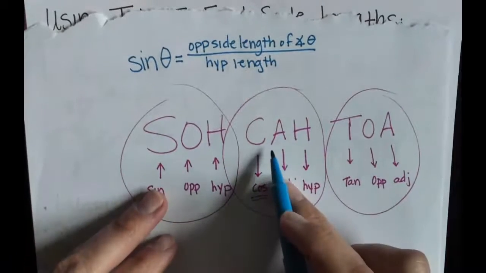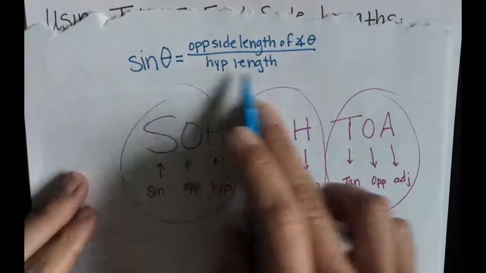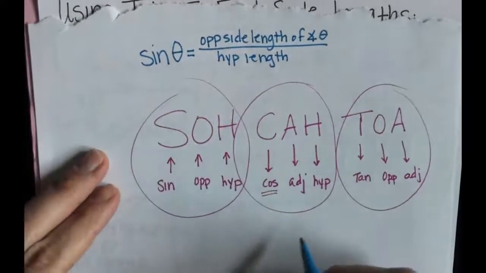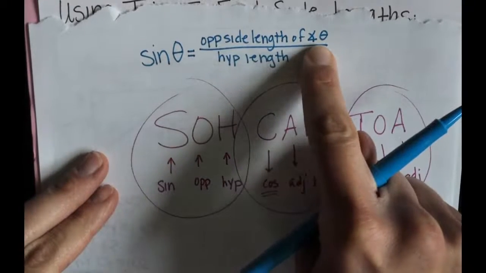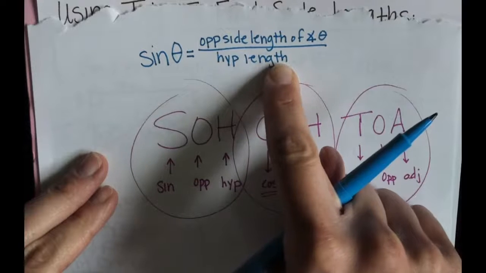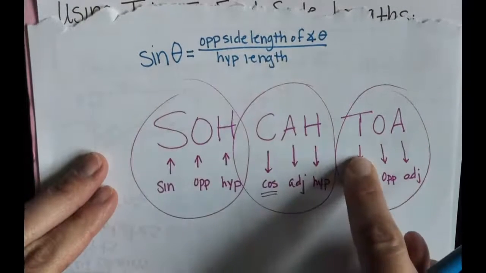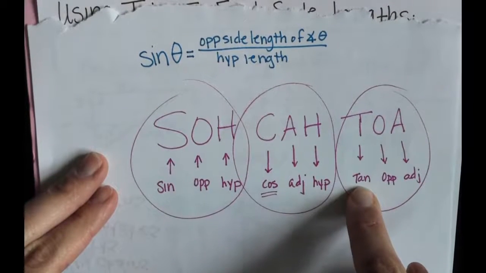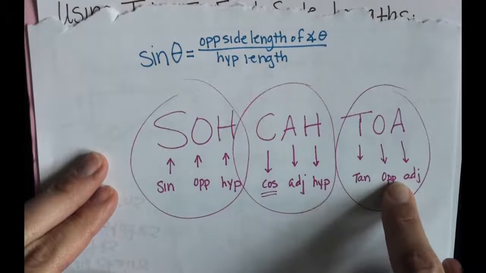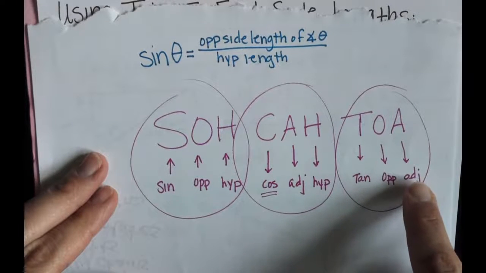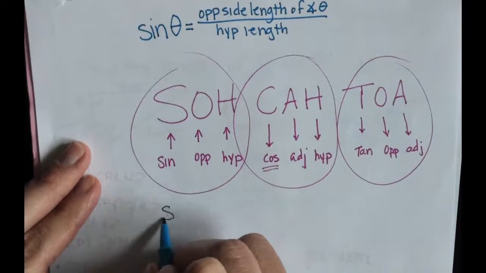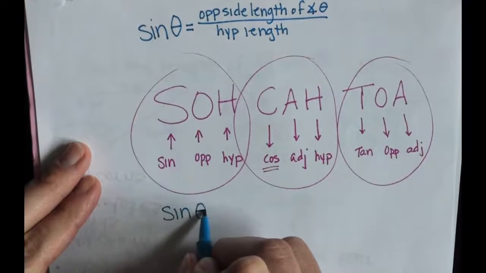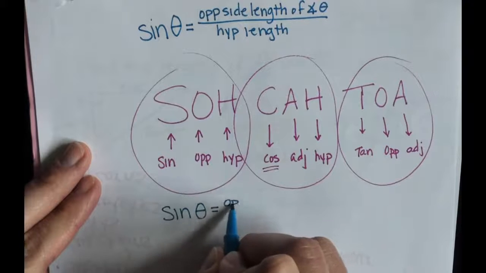If I wanted to talk about cosine, it would be pretty much the same, except it would be the adjacent side length of angle theta divided by the hypotenuse. And tangent would be the tangent of theta equals the opposite side length of theta divided by the adjacent side length of theta. And in our formula sheets, it looks like this.